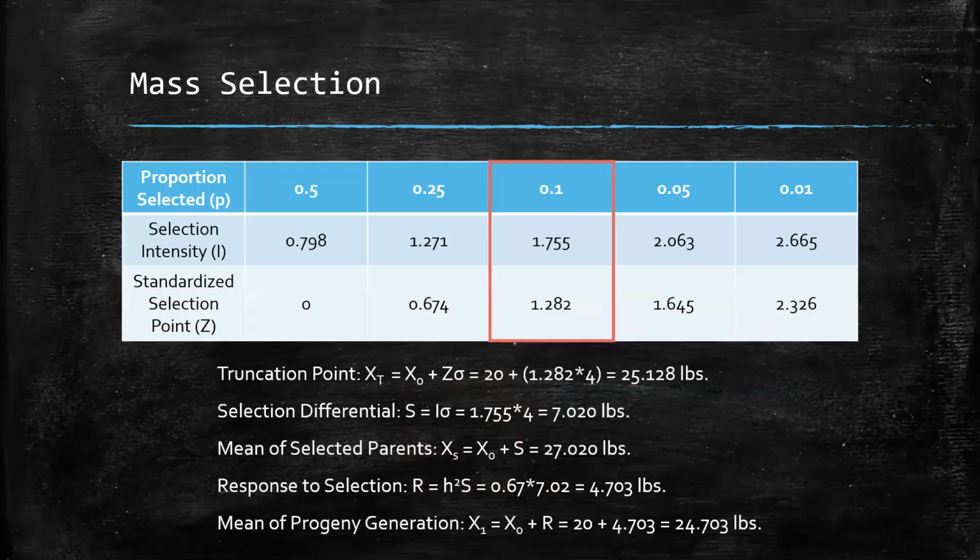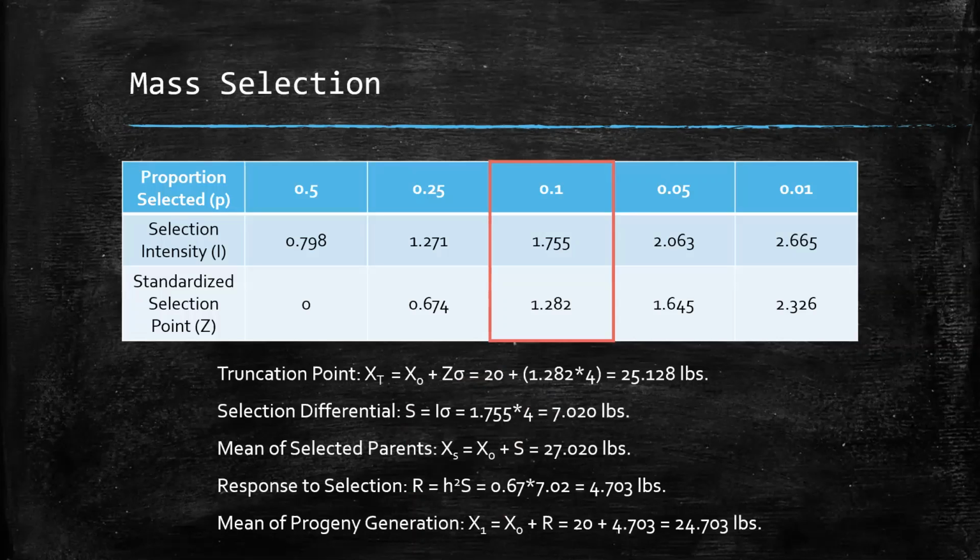So since we are selecting for the top 10%, we are only dealing with the column labeled with the red border. For our truncation point, we take our initial mean and add it to the standardized selection point times our standard deviation. We end up with 25.128 pounds. For our selection differential, we take our selection intensity and multiply it to our standard deviation. We end up with 7.020 pounds. For the mean of our selected parents, we take our initial mean and add it to the selection differential. We end up with 27.020 pounds.